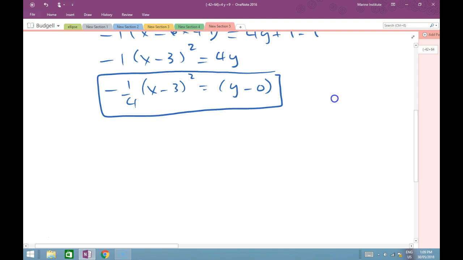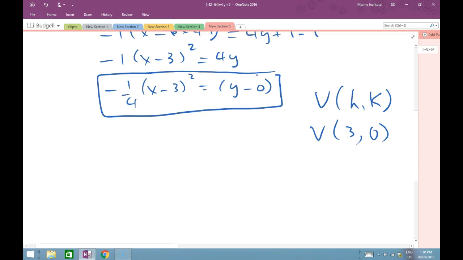With a parabola, we don't have a center, we actually have a vertex. The vertex is (h, k) as such. The h always goes with the x, so we have +3 and the k is 0 in this case. I just wanted to illustrate this y minus 0. You don't have to include it if you don't want to, but I just want to show you where it comes from.